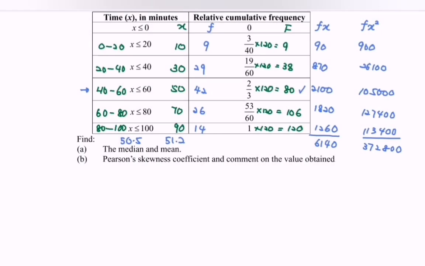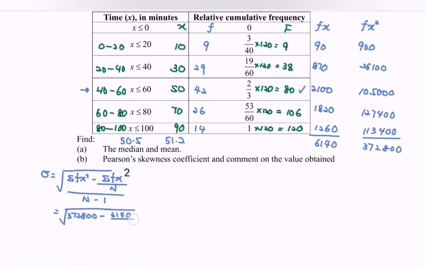Next, the Pearson skewness coefficient. Before we find the coefficient, what we have to do is to find the standard deviation. So here we have the standard deviation. We have the square root of the summation of fx square minus the summation of fx squared over n, all over n minus 1. So kindly substitute into the formula: 372,800 minus 6140 squared over 120, all over 119. So that is the standard deviation. By referring to the calculator, here we have 22.2.